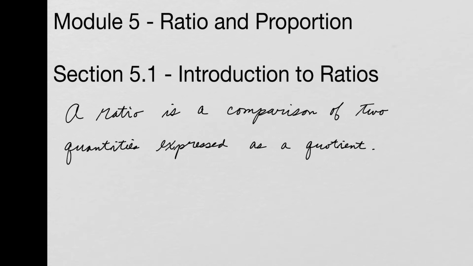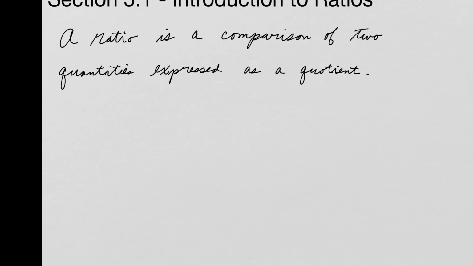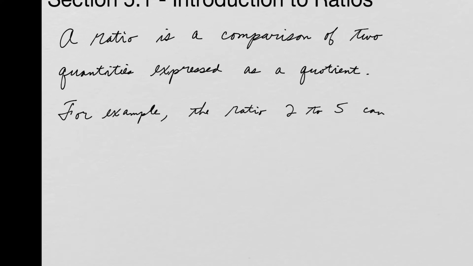So, for example, the ratio 2:5 can be written really several different ways. You could say just 2:5, right? That's one possible way of writing this.